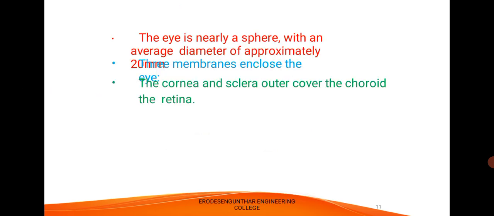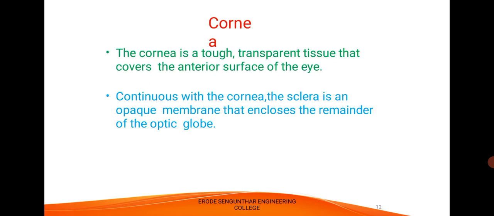The eye is nearly a sphere with an average diameter of approximately 20 millimeters. Three membranes enclose the eye: the cornea and sclera (the outer cover), the choroid, and the retina. First, the cornea. The cornea is a tough, transparent tissue that covers the anterior surface of the eye. Continuous with the cornea, the sclera is an opaque membrane that encloses the remainder of the optic globe.